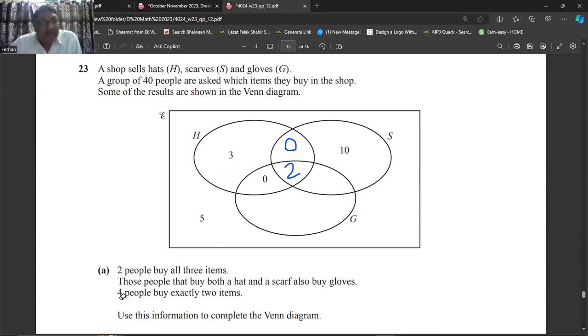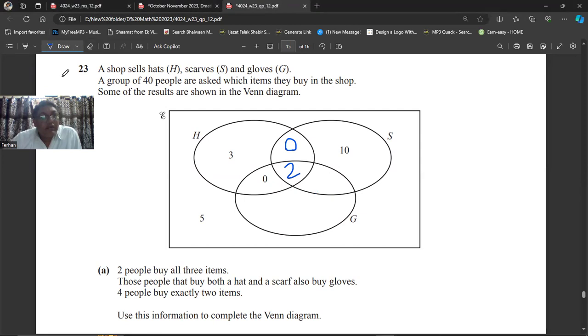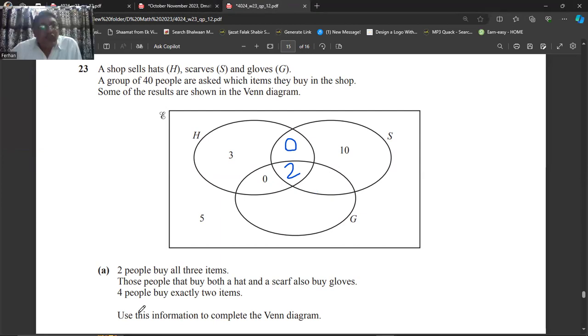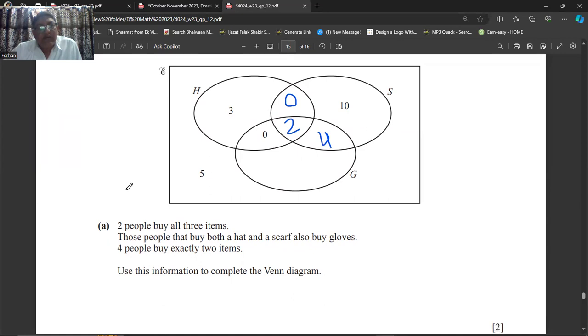So he says 4 people buy exactly 2 items. This is 0. These are exactly 2 items. Exactly 2 items. So here you must have 4. Then he says use this information to complete the Venn diagram. I need to find out how much is here.